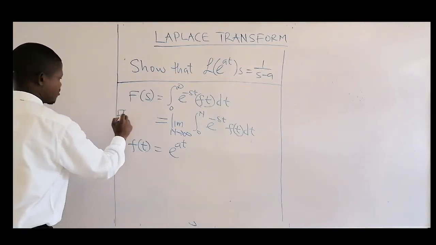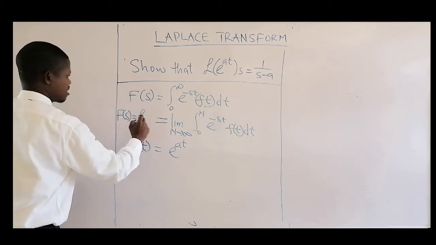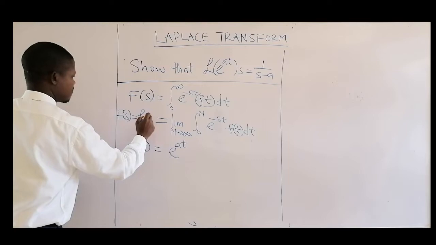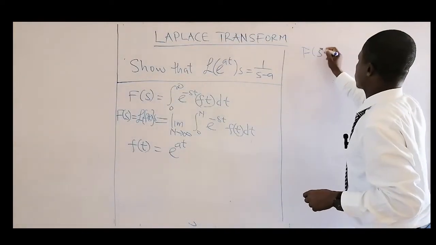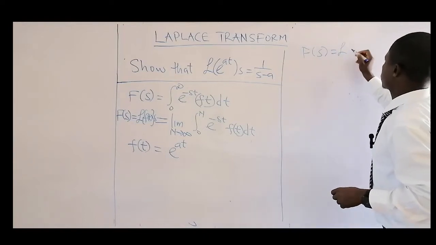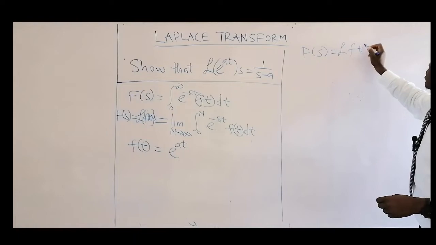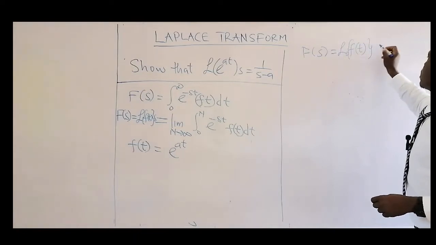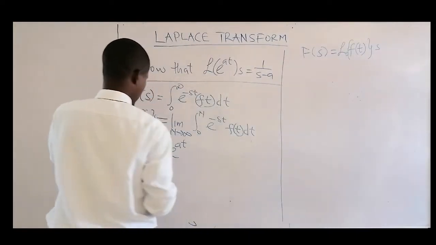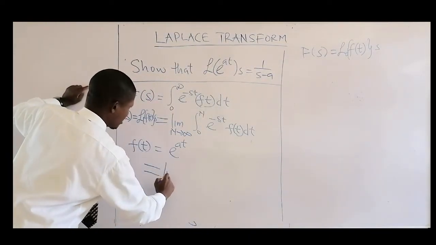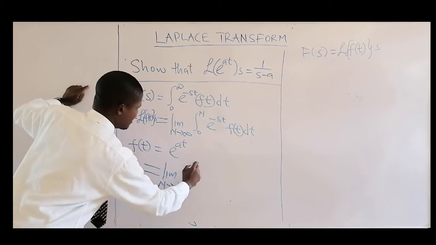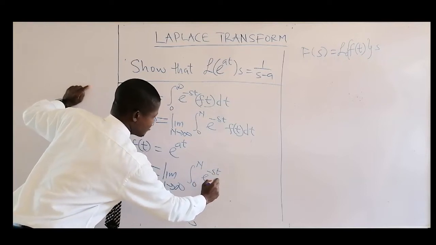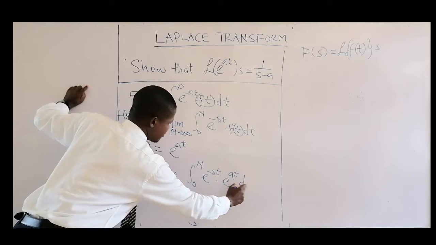And don't forget that the symbol F of x is the Laplace transform L of f of t, the time domain function, and then you put the x there. So without wasting time, this will be equal to the limit as n tends to infinity of the integral from 0 to n of e to the minus xt times the f of t we are given, dt.